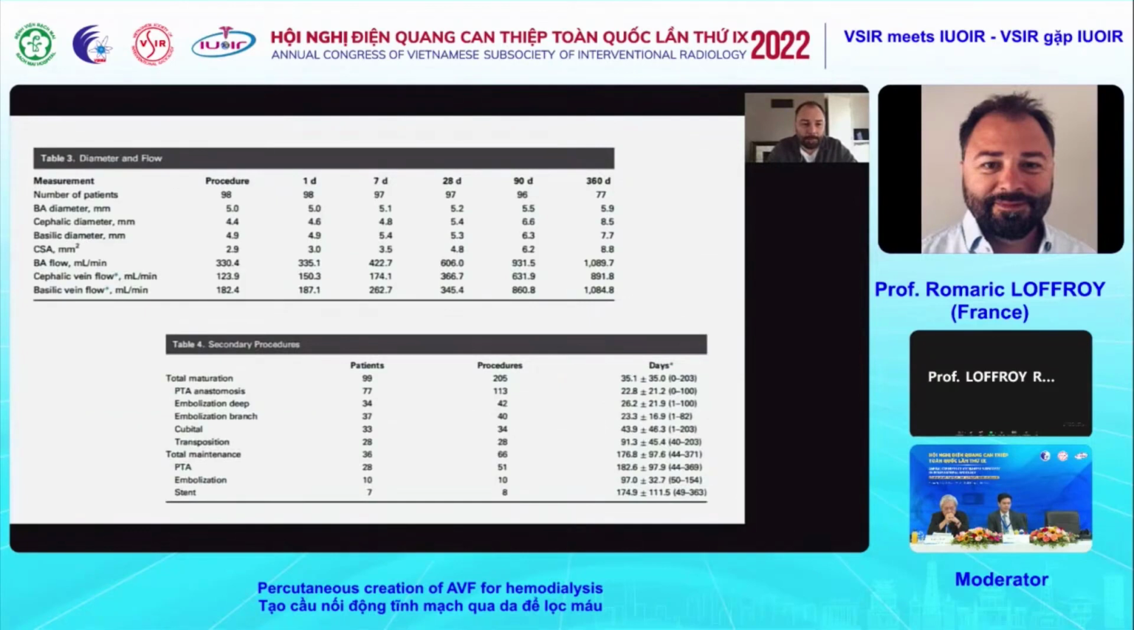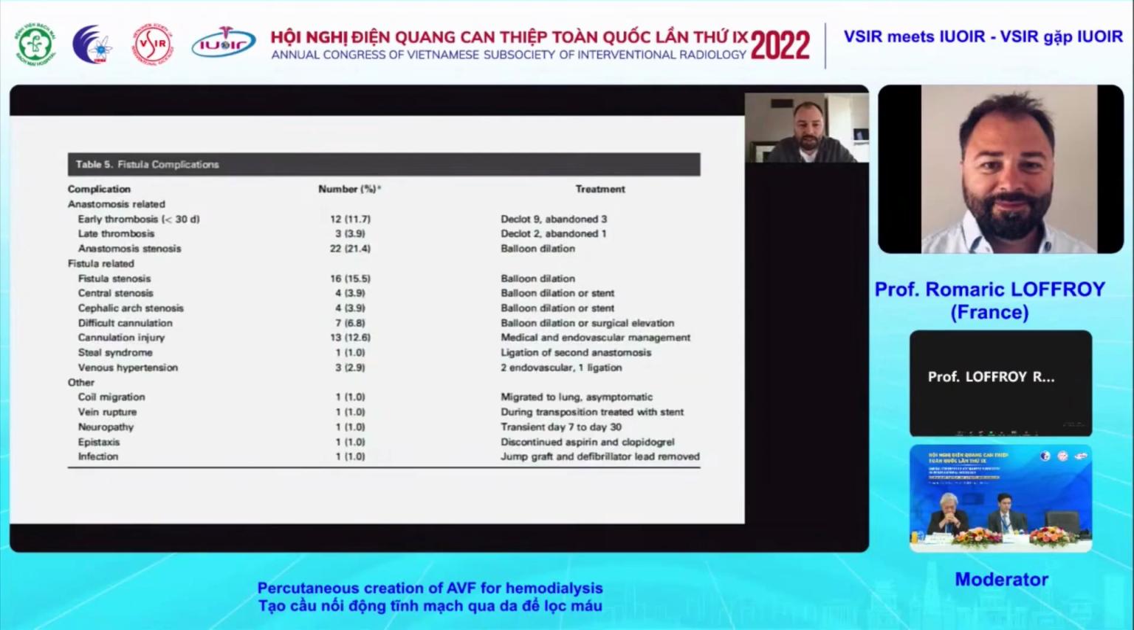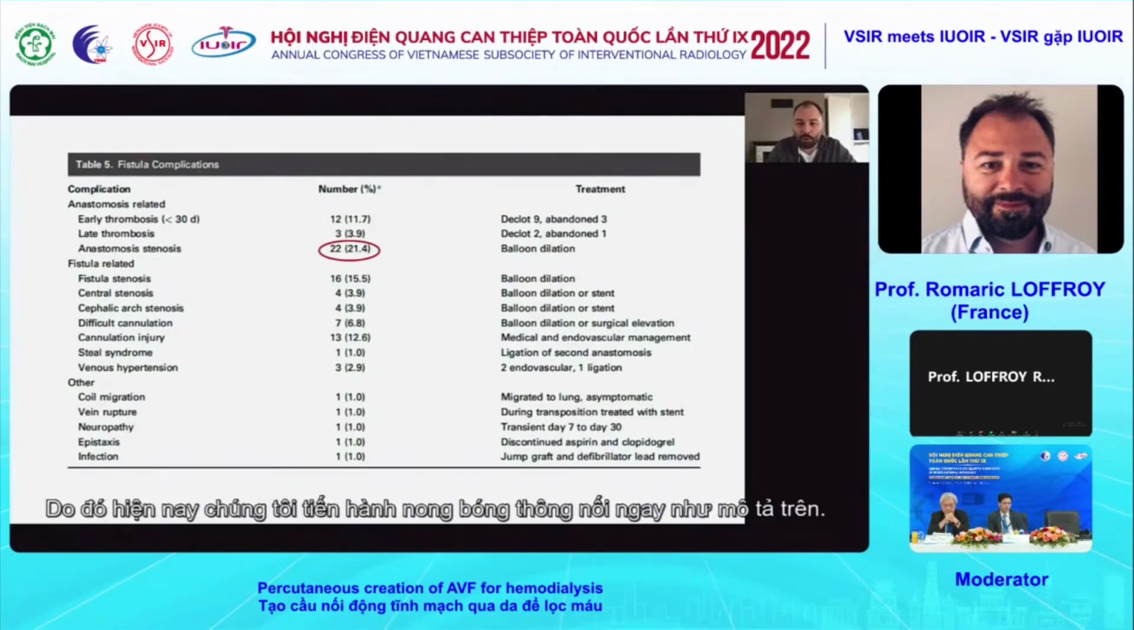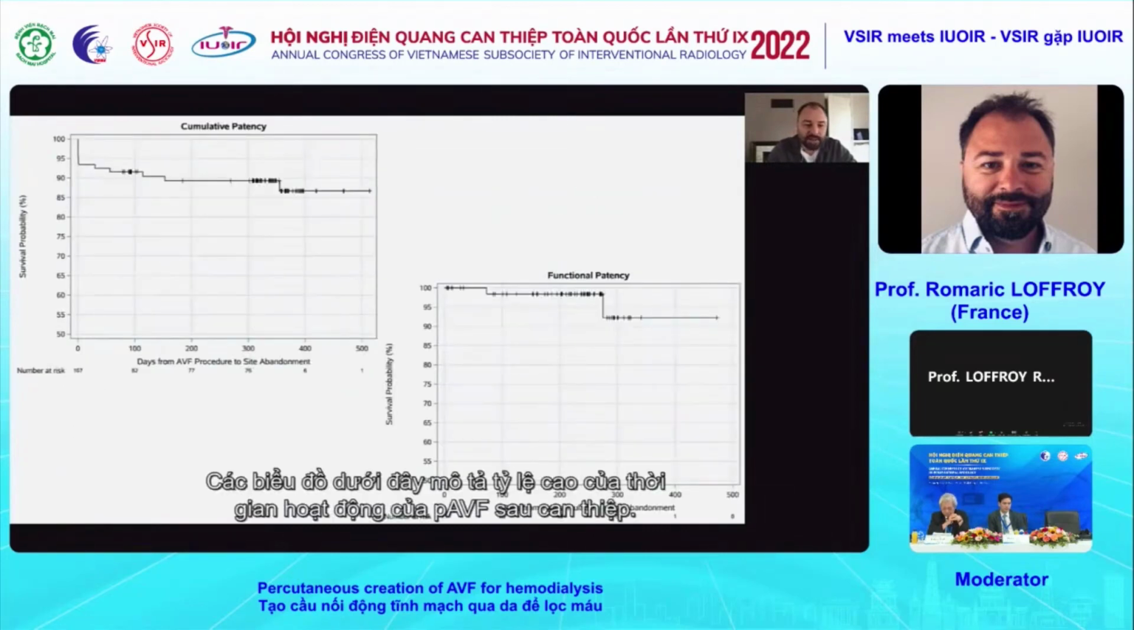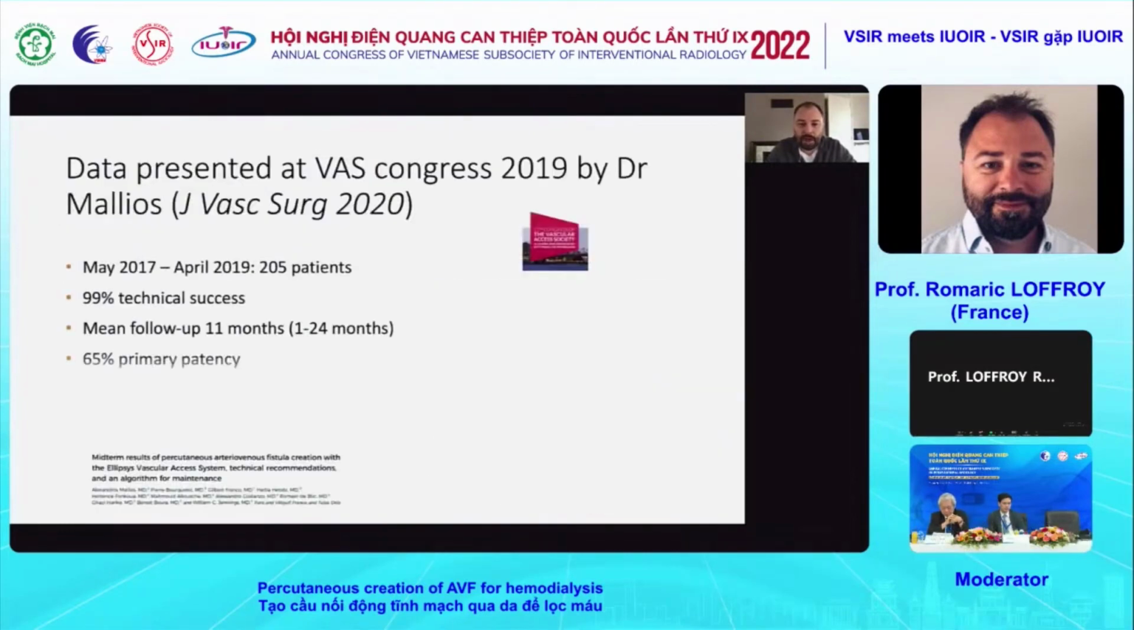And you can see the flow in the fistula from the procedure to 1 year, up to 1 liter per minute. And the main complication initially, in the first papers, was, of course, the need for embolization of some collaterals and angioplasty of the anastomosis, as you can see here, up to 22% of patients. That's why now we do it directly during the first session and the first intervention. And this is the kind of cumulative and functional patency you can get, which are very high, of course.